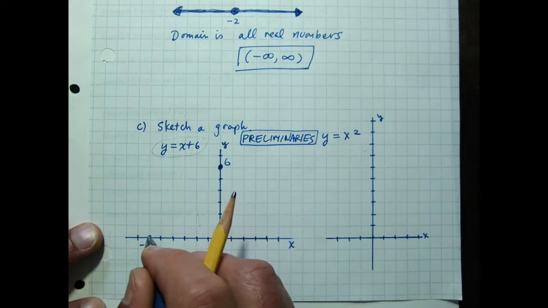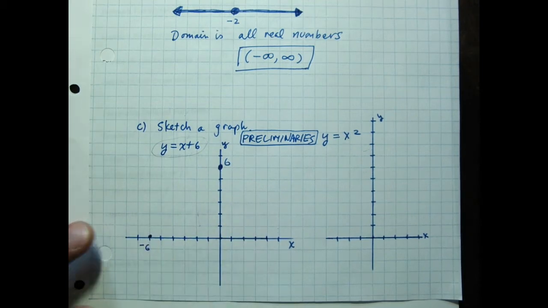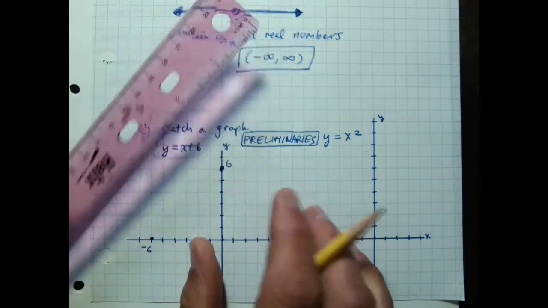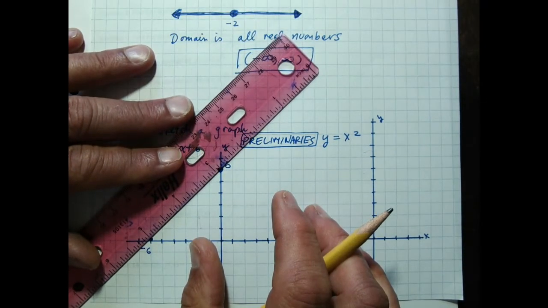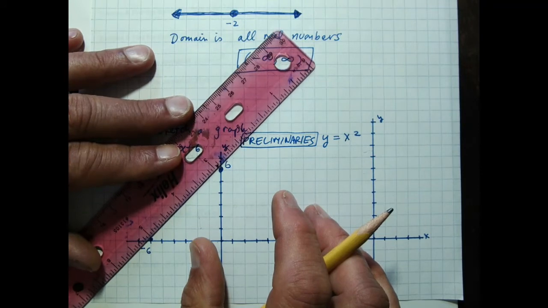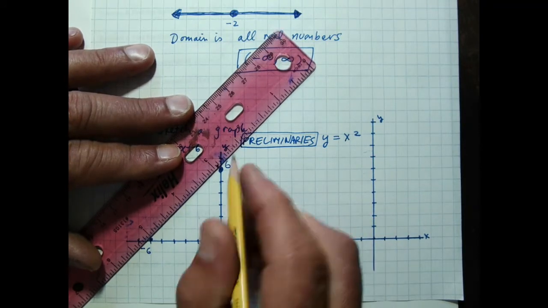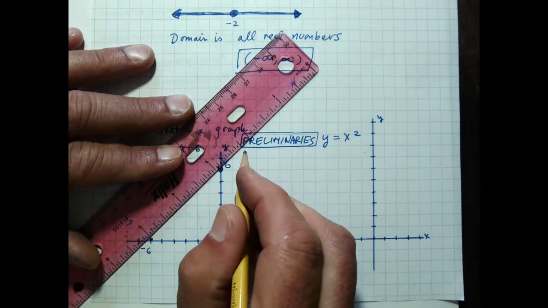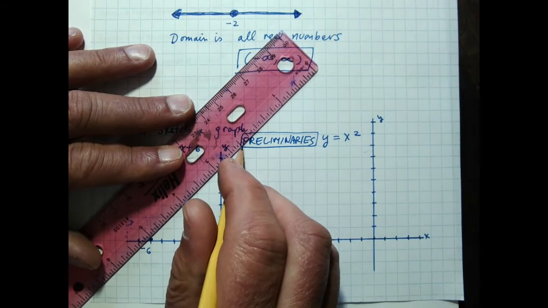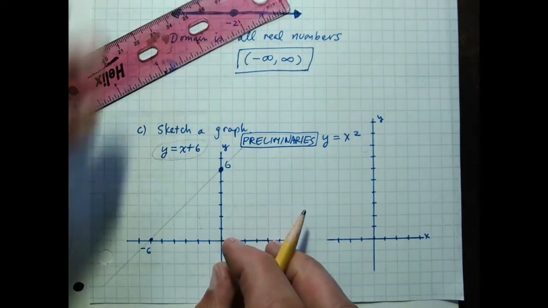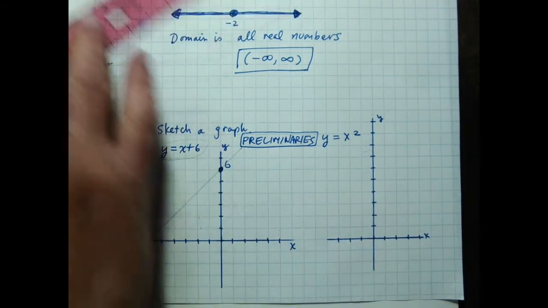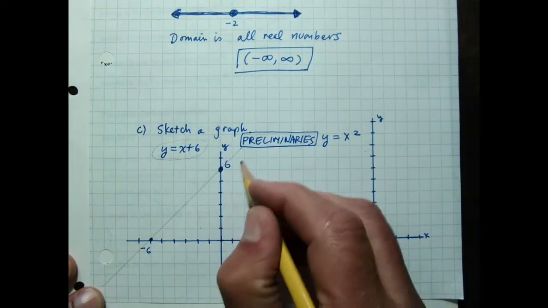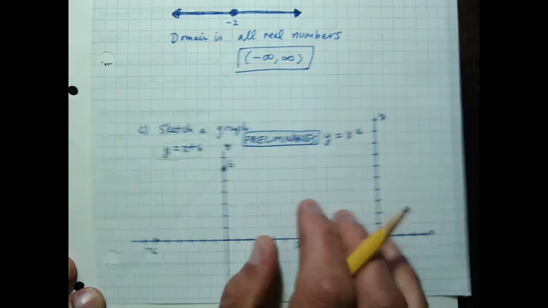So you can plot whatever points you want. I'm going to draw this line in pencil first of all. All right, so I'm trying to line things up here. Okay, so that's just a straight line graph. And now I'm not going to use all of this straight line.